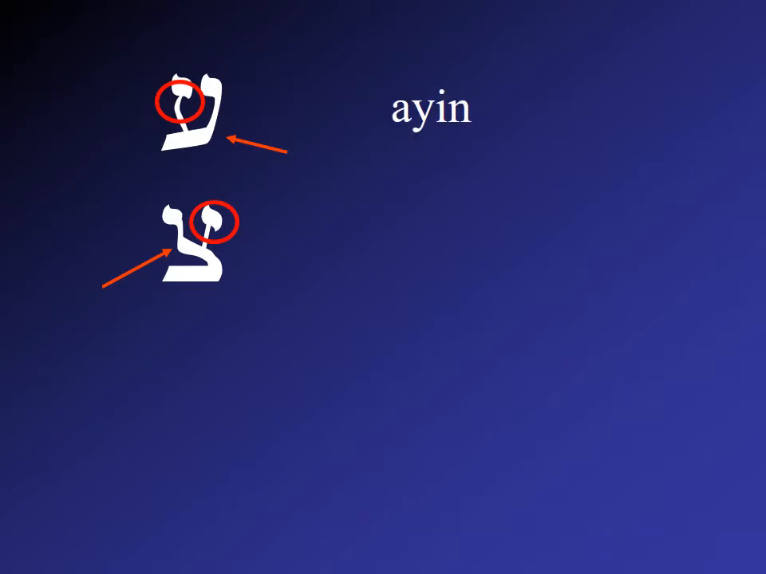The letter on the top is an ayin. The letter on the bottom is a tzadeh. Ayin, tzadeh.